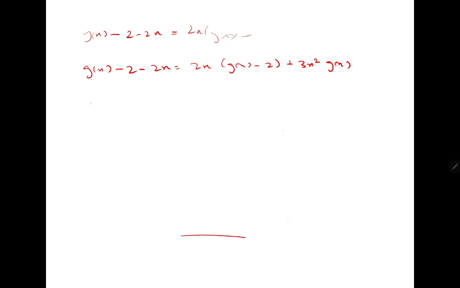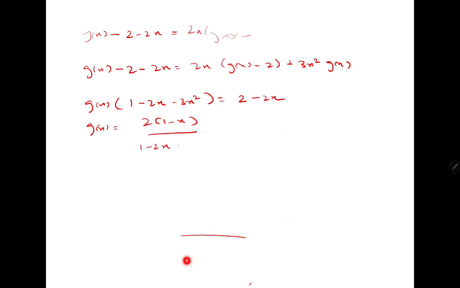So if I take the g(x) terms on one side, it becomes 1 minus 2x minus 3x square, and the right hand side would be 2 and then minus 2x. So if I simplify it, then g(x) is 2 times (1 minus x) divided by 1 minus 2x minus 3x square, which is the same as (x plus 1) and (3x minus 1).